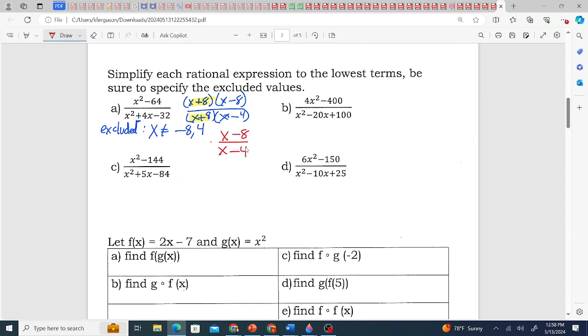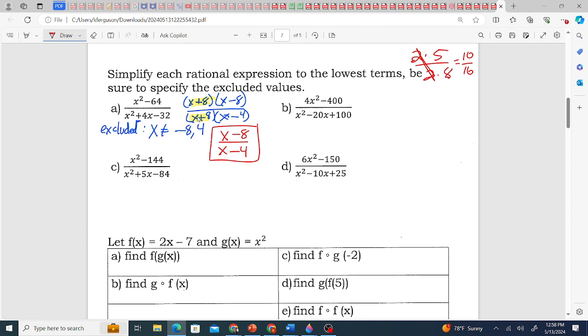Because it's a fraction, the stuff that's the same on the top and bottom you cross off. If I gave you 2 times 5 over 2 times 8, I cross off the 2's because it's reducing. That's 10 over 16, right? If I divide by 2 on both top and bottom, I get 5 over 8. That's all I did here. I got the same thing on top and bottom, so I can cross them off or divide them out.